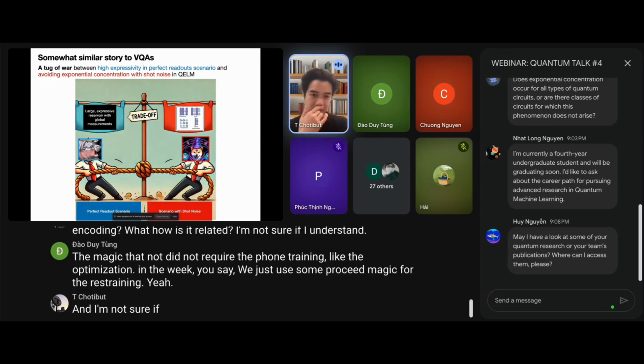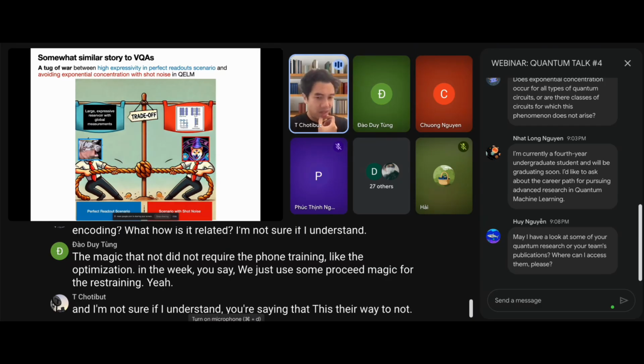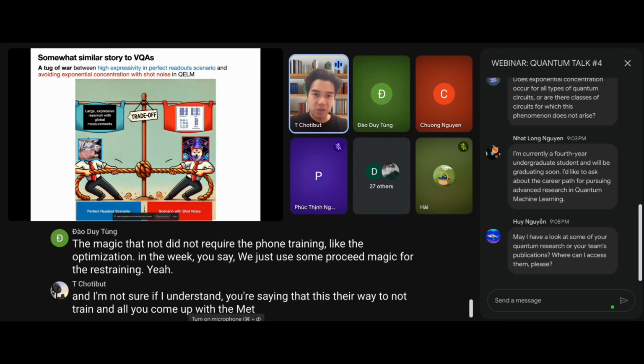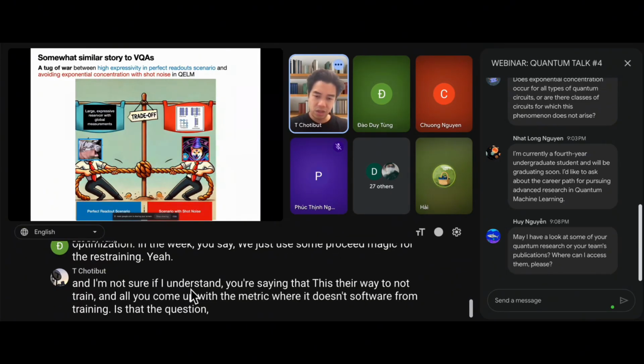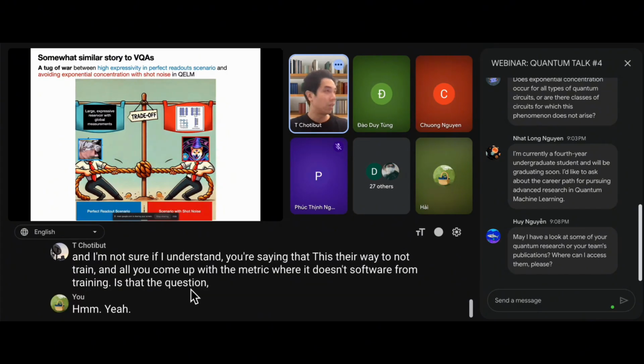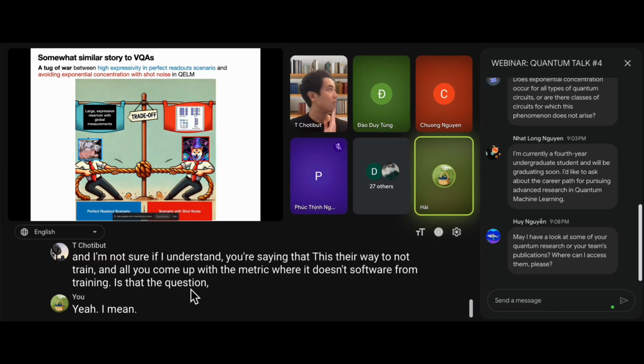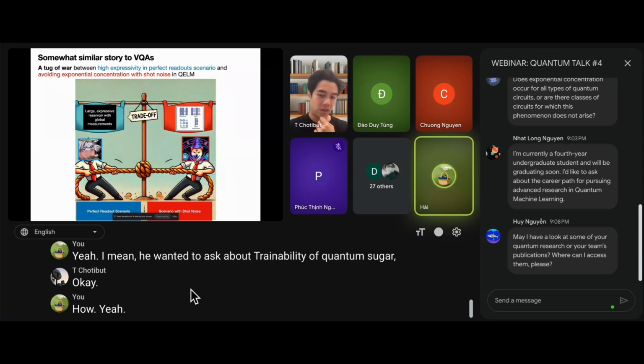I'm not sure if I understand what you're saying. Is there a way to not train, or come up with a metric where it doesn't suffer from training? Is that the question? Yeah. I mean, he wants to ask about the trainability of quantum circuits. How do we measure the trainability of some quantum circuit?